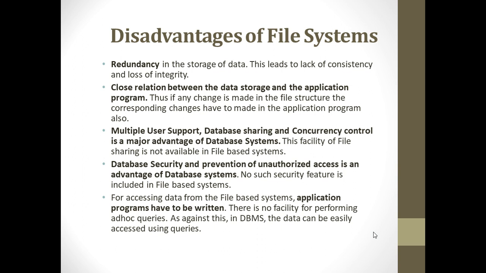The next is multiple user support. Database sharing and concurrency control is an advantage in database system. As I was telling you, if there are two people working on the same data, they need to download the file individually and work on it. Database sharing and concurrency: if two people simultaneously access the same data item, that again is a problem in file system. The next problem is database security and prevention of unauthorized access. This is again not taken care of in file systems.